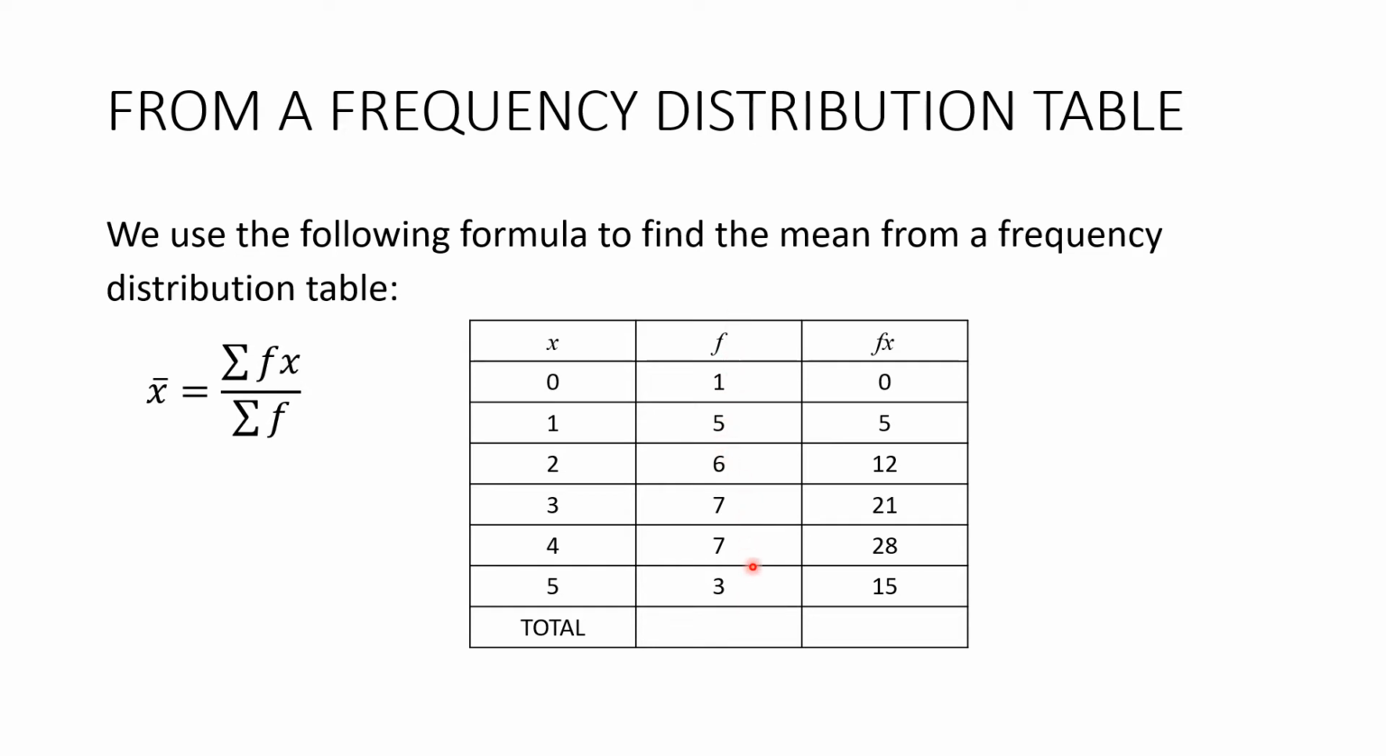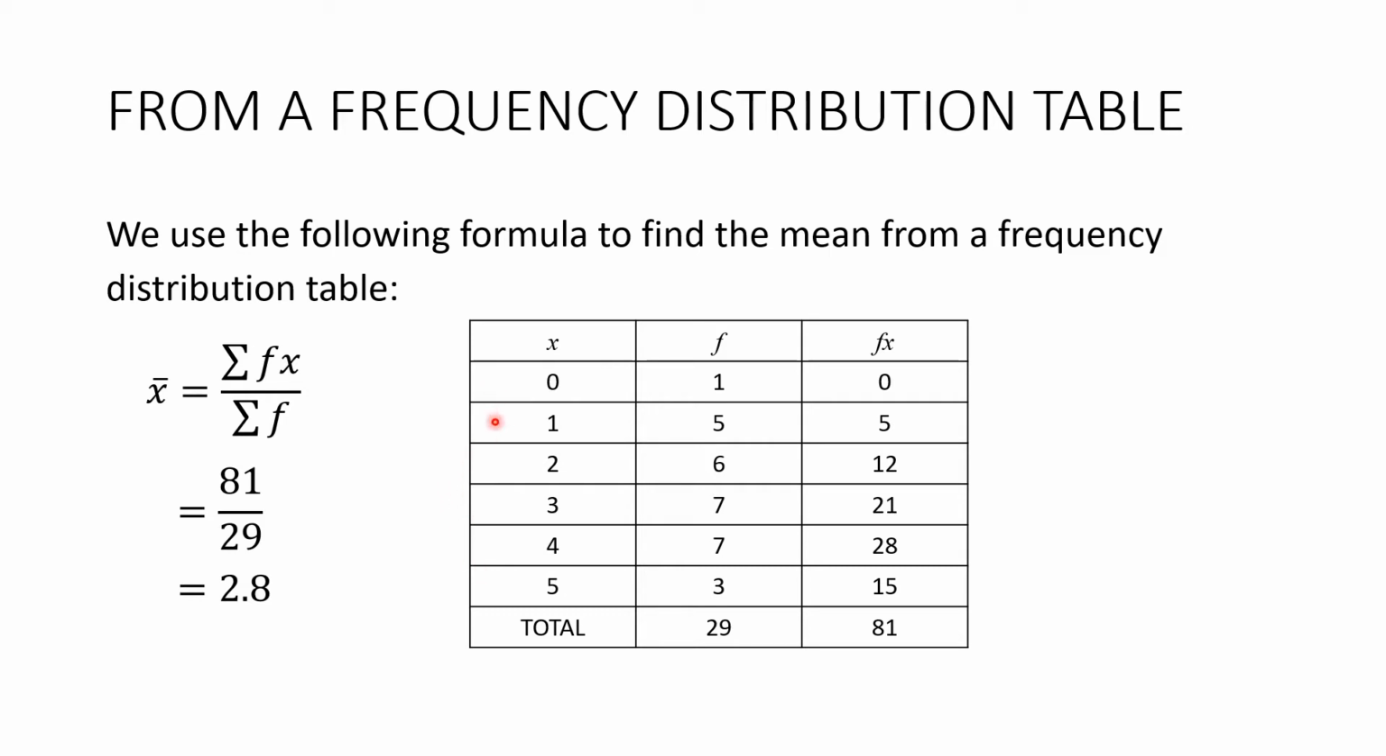Now we want the sum of this column, which tells us how many values there are, and the sum of this one, which gives us the total sum of all the values. So there's 29 scores, and the total is 81, and we just do this division. So our mean is 2.8. Quick check.